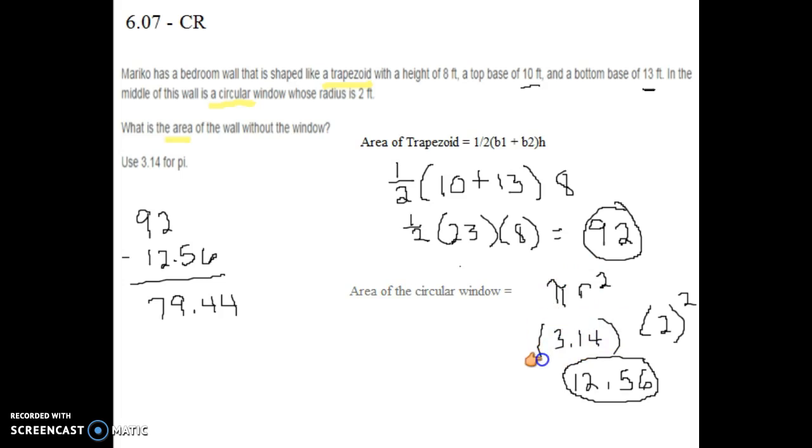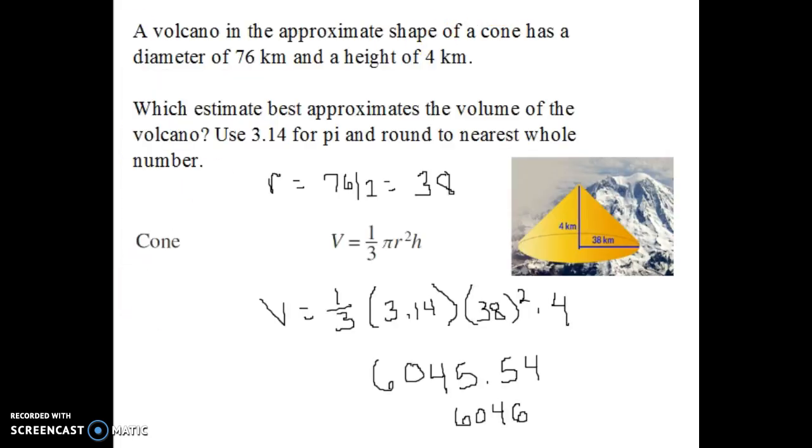We're going to put in 3.14 for pi. And then our radius is right here, 2 foot, so 2 squared. So 4 times 3.14 is going to give us 12.56. When we subtract those two here, we get that the area of the wall without the window is 79.44, which would round to 79.